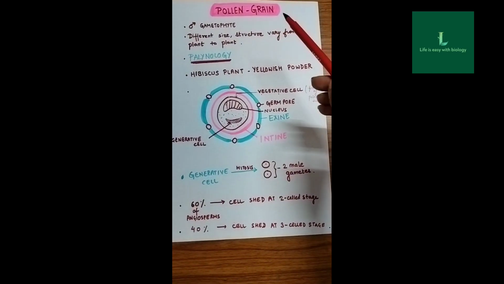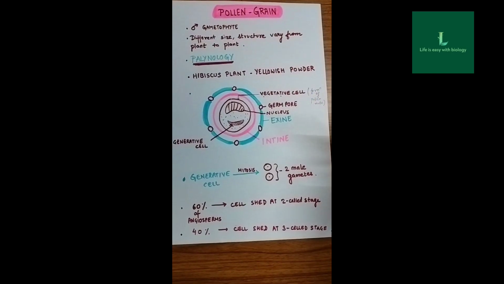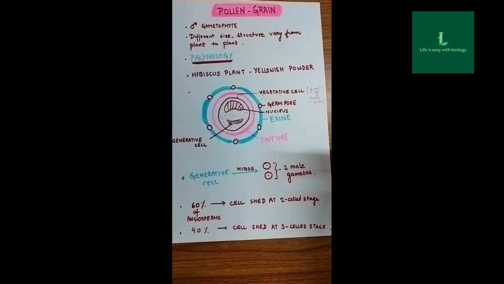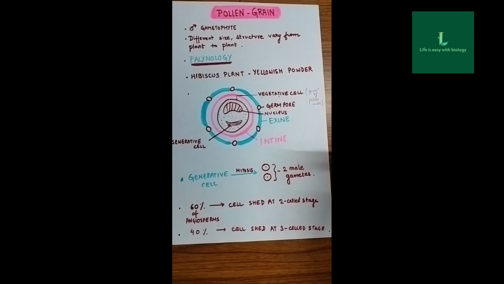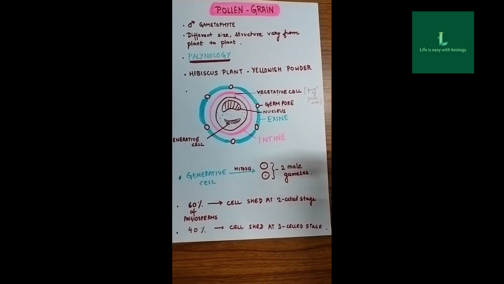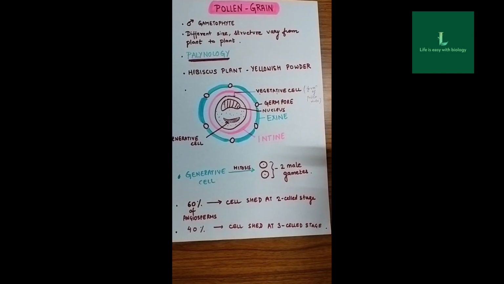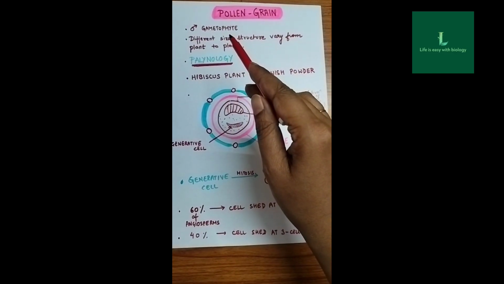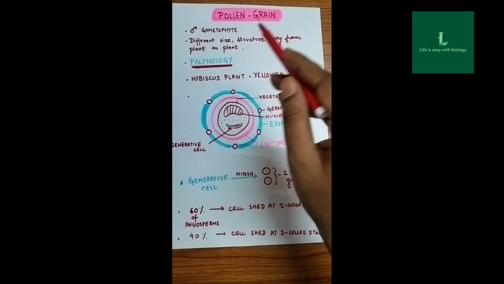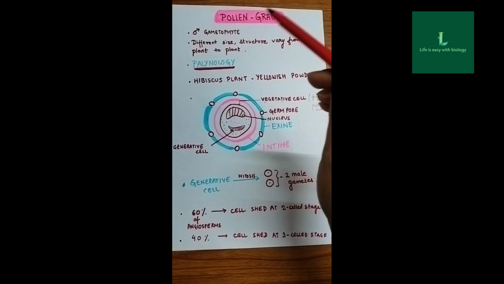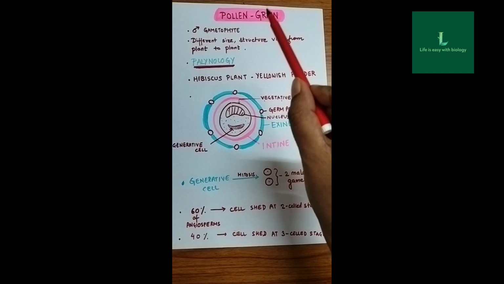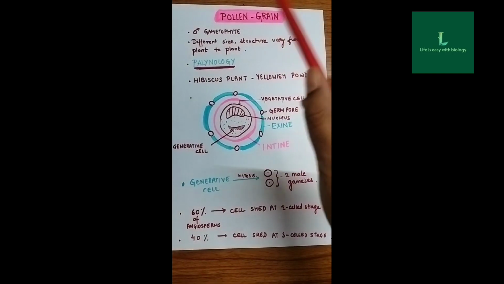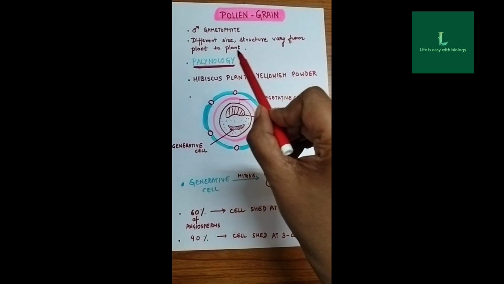Let's begin with today's topic of pollen grain. In the previous video, we have seen how pollen grains are produced from a single microspore mother cell which undergoes the process of microsporogenesis to produce pollen grains. So pollen grains are male gametophyte. Gametophytes are cells which produce the pollen grain. Pollen grains are not the male gamete. They will produce the male gamete. They are of different size and structure.